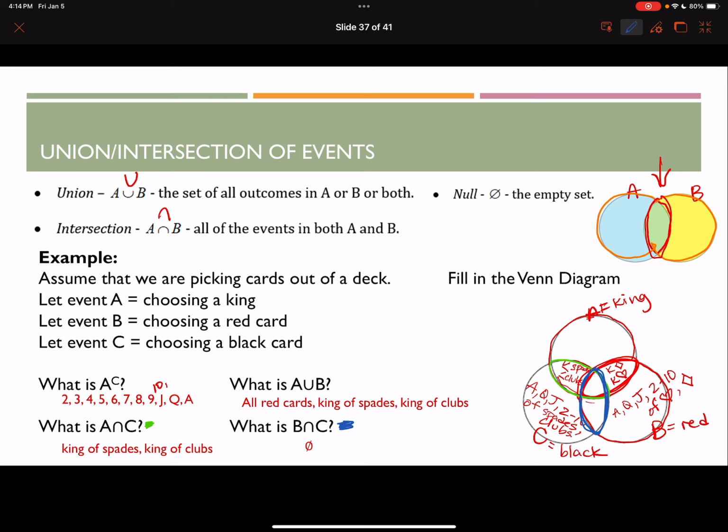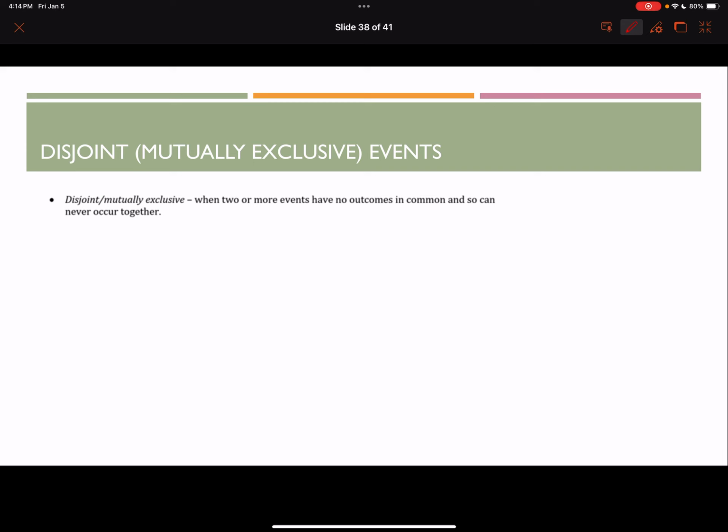Notice, none of these are numbers. I'm not asking about probabilities. I could ask you the probability of B intersect C, and you would say it's 0. But if I ask you what is B intersect C, you would say null set. All right, so we already talked about this definition.